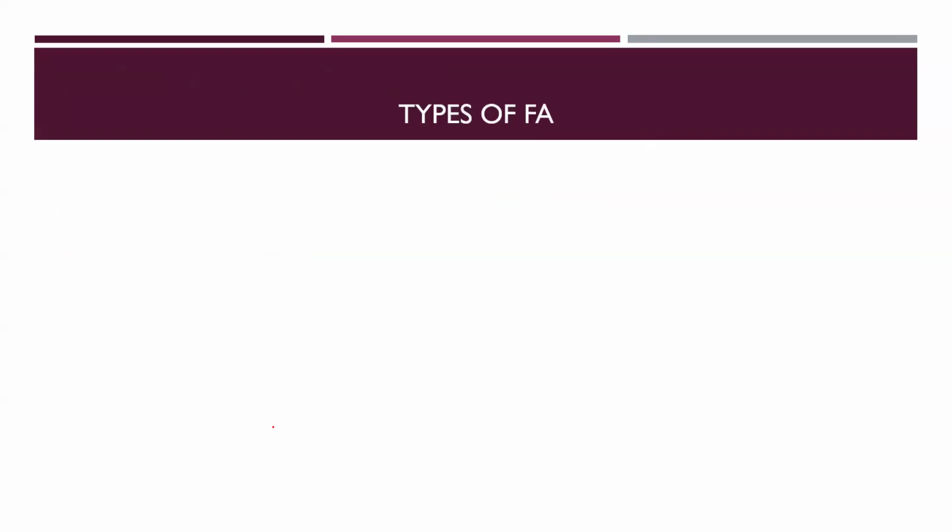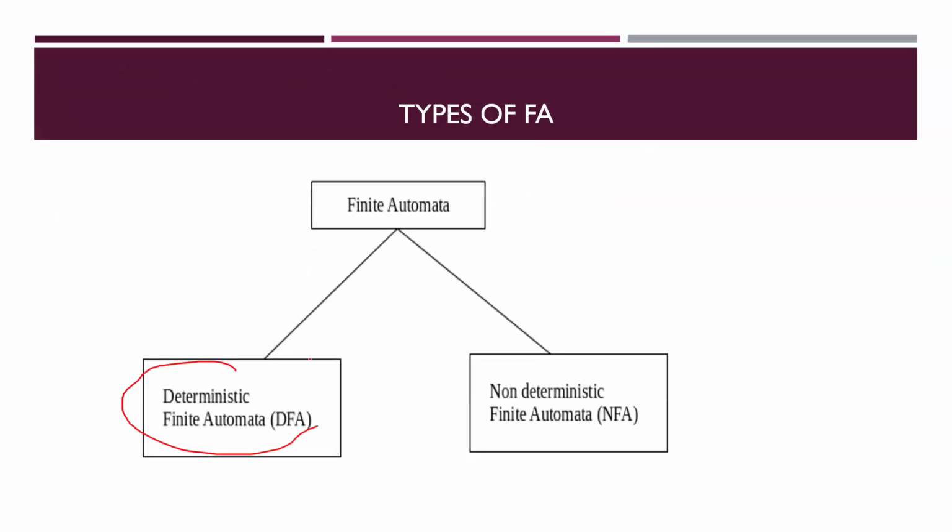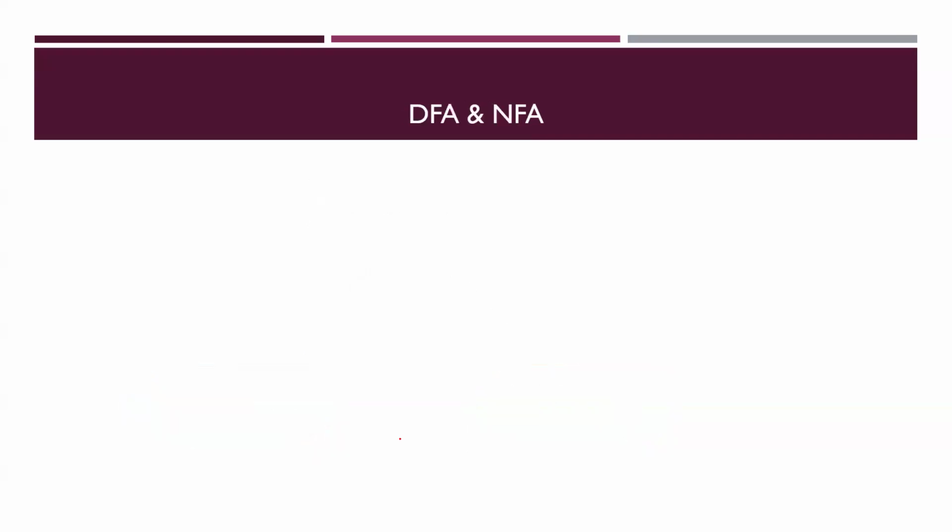So coming to the different types of finite automata that are available, we have two types, namely deterministic finite automata and non-deterministic finite automata, very commonly called DFA and NFA. These are the two different types of finite automata that are available. Now let's look into what is DFA and what is NFA.